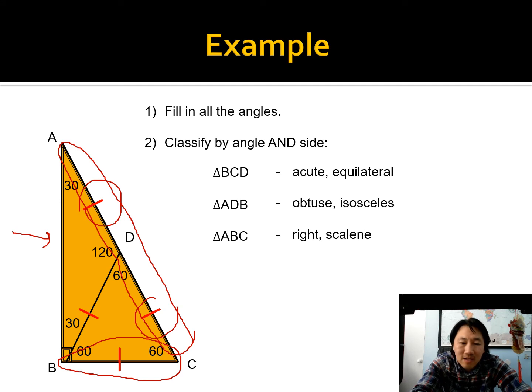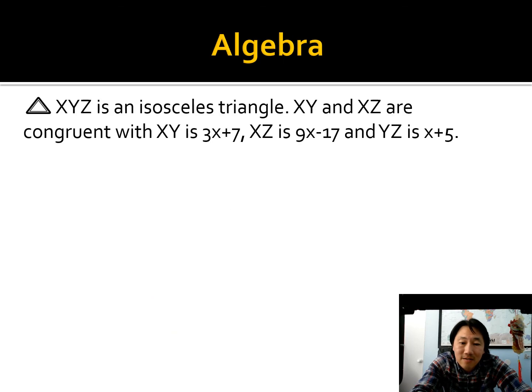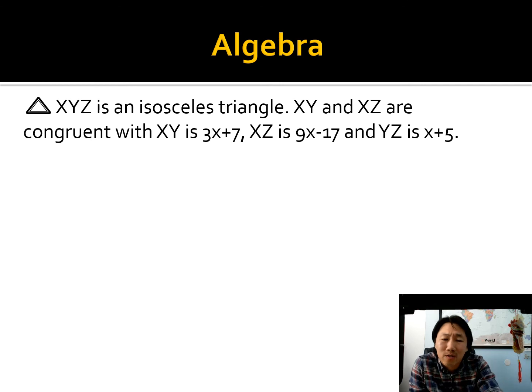All right, let's move on to some algebra. All right, algebra is fun. It's kind of like a word problem. It says triangle XYZ is an isosceles triangle. Isosceles, two sides are the same. XY and XZ are congruent, and then they give you some algebraic expressions.